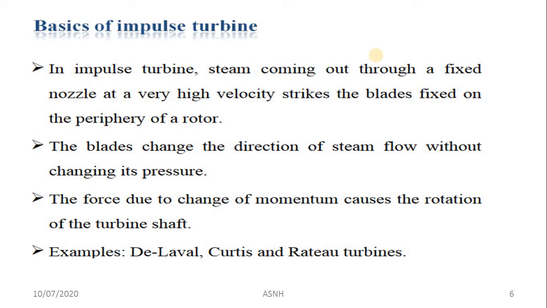So in an impulse turbine, the steam comes out through the fixed nozzle. The nozzle is fixed, it is in a static condition, at a very high velocity and strikes the blades fixed on the periphery of the rotor. That rotor is mounted over the shaft.